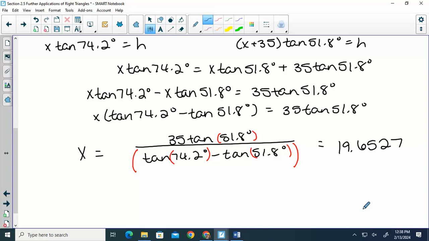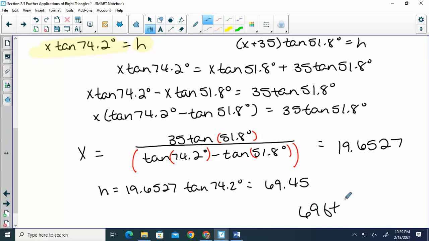So I got 19.6527. But what did the question ask me to find? H. If you look back, we have a couple ways of finding it, but the easiest is probably right here. H is x times the tangent of 74.2. We have x, and so we get 69.45. So if we do two significant digits to match the problem, that would be 69 feet.